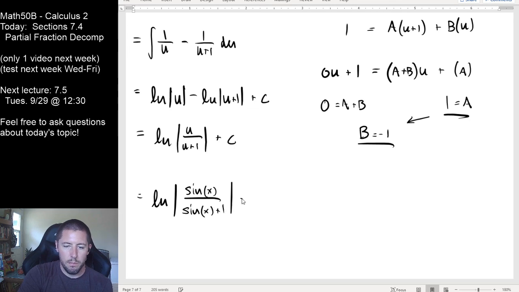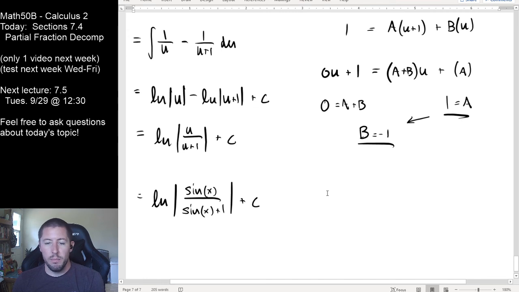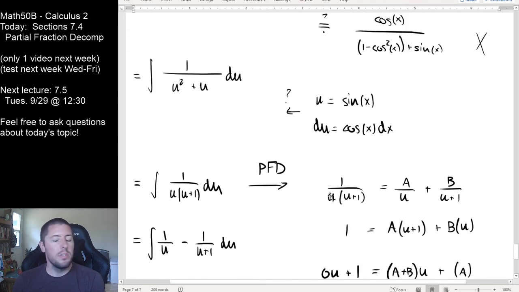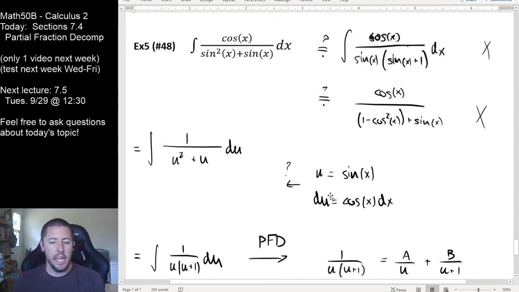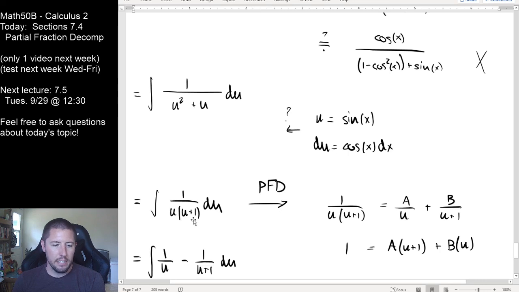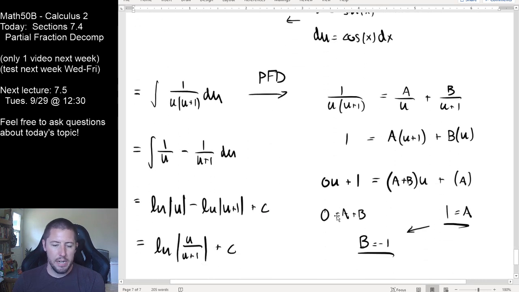So I hope that you recognize that this was actually a pretty reasonable one to do right here. We had to do a u sub to get started to get us into a situation in which we could do partial fraction decomposition, but it was a really easy u sub to do. It did set us up really nicely for the partial fraction decomposition to be done.